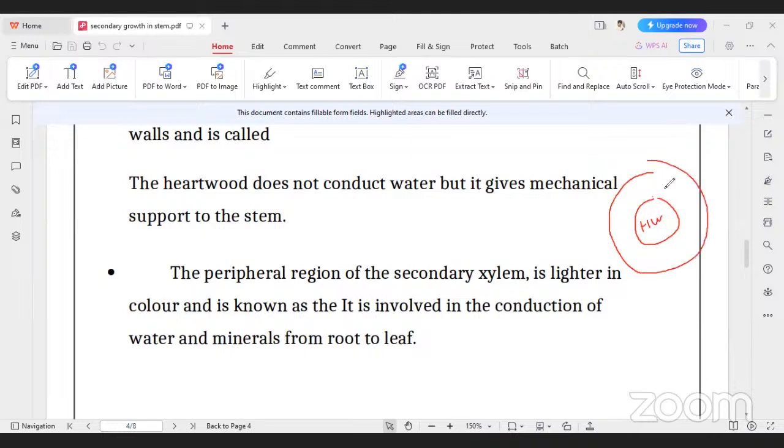And the outer side is light in color. The peripheral region of the secondary xylem is lighter in color, known as sapwood. It is involved in the conduction of water and minerals. But the heartwood does not conduct any water and minerals because it is completely dead tissue, crushed in the center, and it is more durable due to the composition of lignin. I will show the diagram of sapwood and heartwood later.